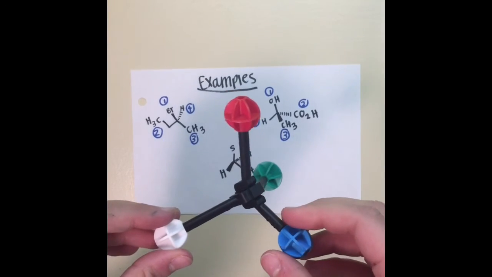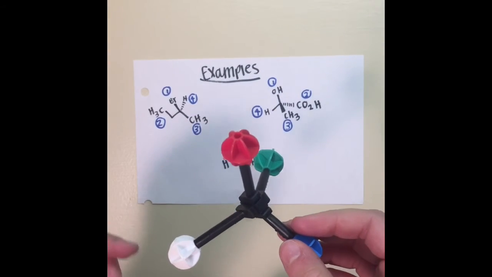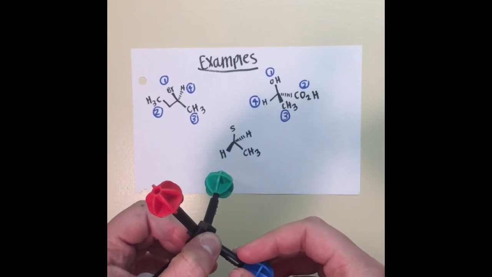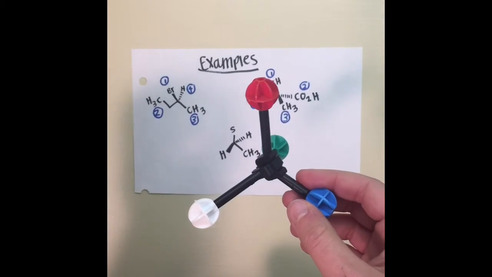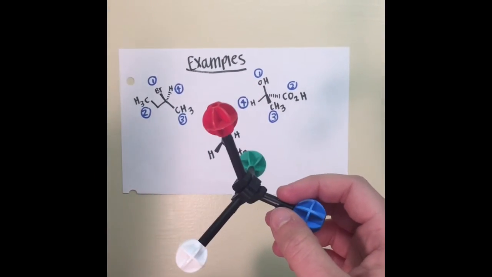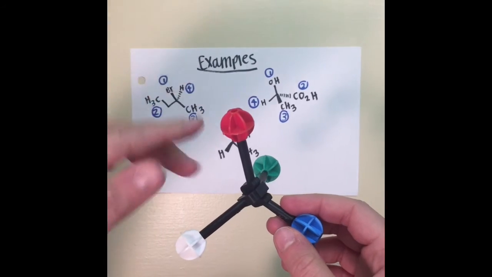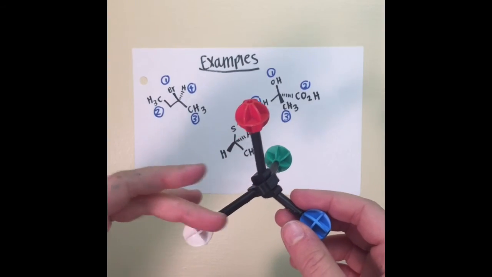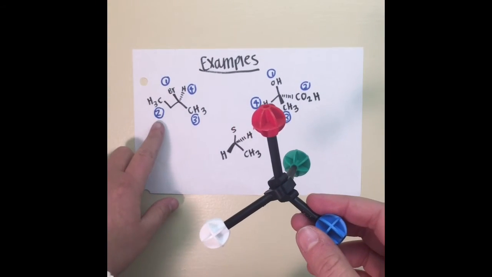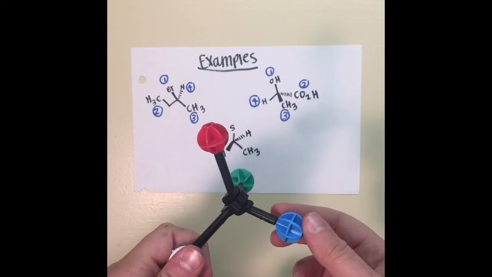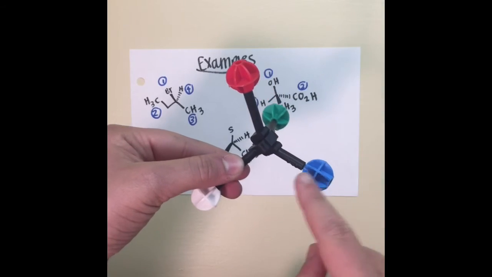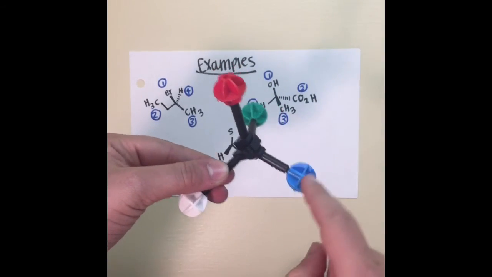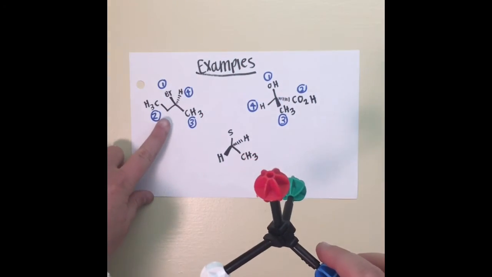So the way that the red, white, and blue trick works is first by placing the lowest priority group in the back, and that is the green one, and then the rest from 1 to 2 to 3 go red, white, blue. So first priority is bromine, that's up. Second, white, is this ethyl group, and then the third is the methyl group. And then you go from red to white to blue. So since we are going counterclockwise, this is S.